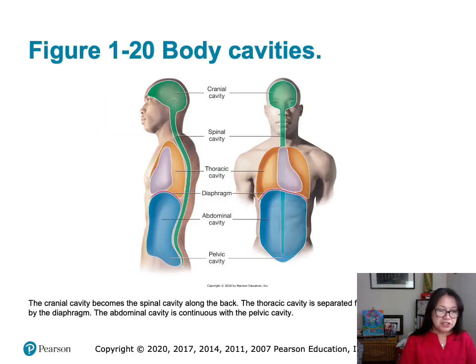This illustration shows the location of the 5 main body cavities. Notice that the cranial and spinal cavities are continuous with each other. The thoracic cavity is separated from the abdominal cavity by the diaphragm. Also, the abdominal cavity is continuous with the pelvis.